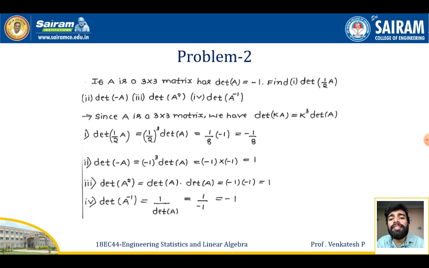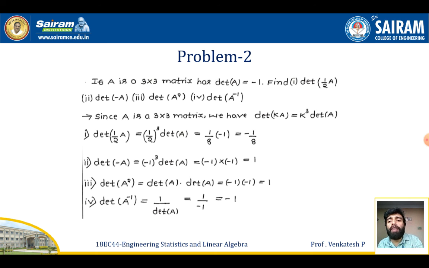Since matrix A is a 3 cross 3 matrix, one property we have is that the determinant of Ka will be equal to K cube times determinant A. That is, I'm multiplying the constant K for the entire 3 cross 3 matrix, I mean each row is a multiple of the constant K. So if I take the constant K as a common factor, I will have K cube into determinant A. Now we'll see how to expand this.